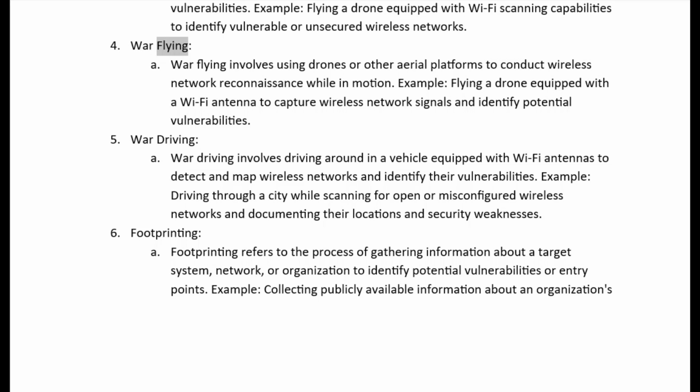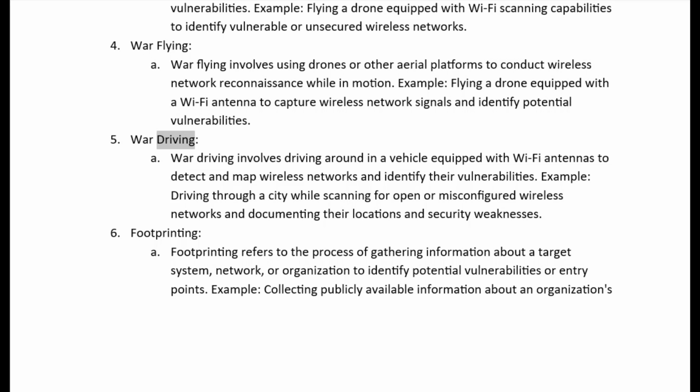War flying. War flying involves using drones or other aerial platforms to conduct wireless network reconnaissance while in motion. Example, flying a drone equipped with a Wi-Fi antenna to capture wireless network signals and identify potential vulnerabilities.